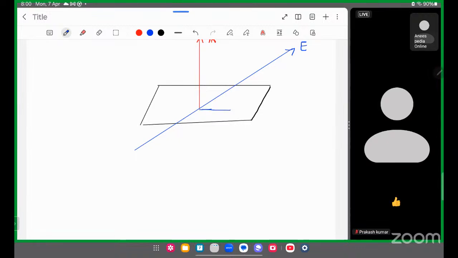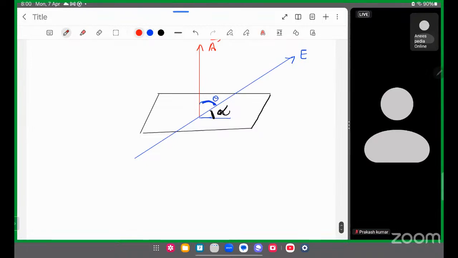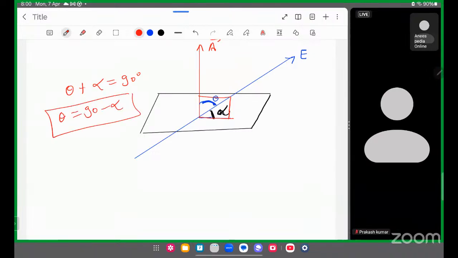if this angle is given to us, the angle between electric field and surface, let's say alpha, and we have to find the angle between electric field and area, so this will be the angle between electric field and area. Let's say this is theta. Now if you notice, theta plus alpha is 90 degrees, because this complete angle is 90 degrees. So from here theta will be 90 minus alpha. This is all in 3D.